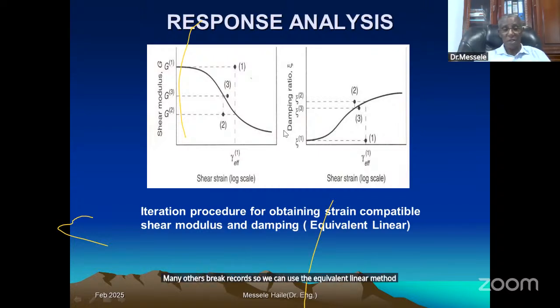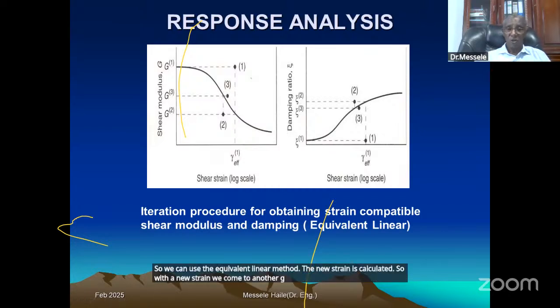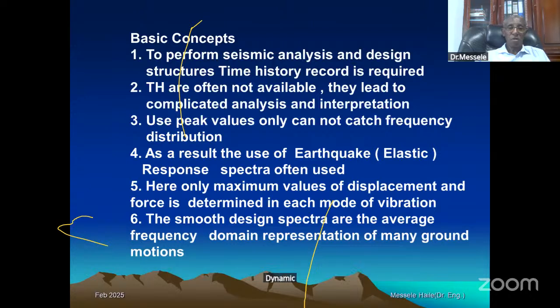Then a new strain is calculated. Then with a new strain, we come to another G and so on. So this way we can use the equivalent linear method if we are not using the full dynamic. So the basic things are seismic analysis, design of structures, where a time history record is required. If time history is not available, you can use motions recorded elsewhere.